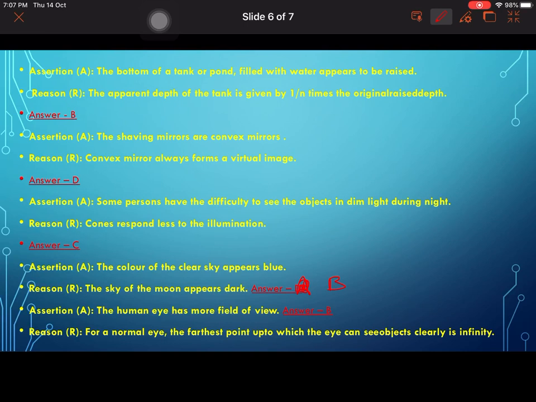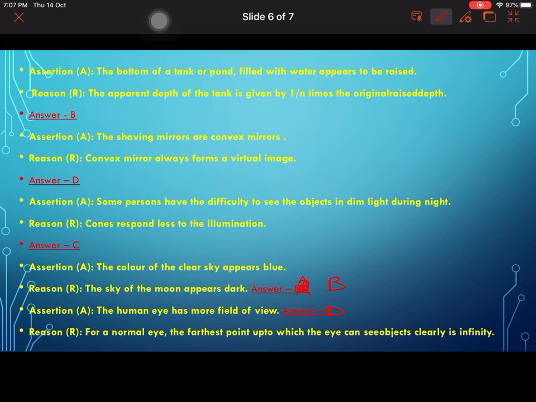The human eye has more field of view. For a normal eye, the farthest point up to which the eye can see objects clearly is infinity. This is correct. The human eye has more field of view, this is wrong. We have a lesser field of view as compared to the birds, etc. So the answer will be D here, because A is wrong.